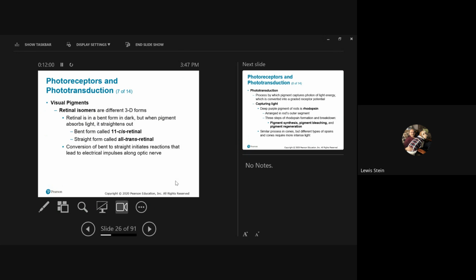Okay. And this is the difference. We have cis and trans forms. So the retinal isomers are three-dimensionally different. Okay. Retinal is in a bent form in the dark, but when the pigment absorbs light, it straightens out. So it goes from cis to trans.